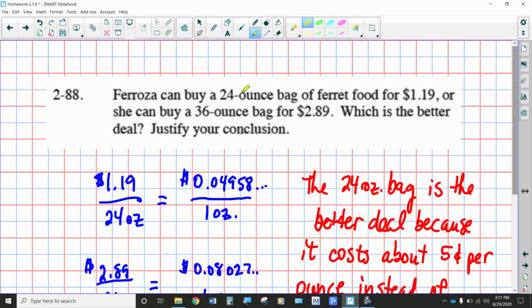Rosa can buy a 24-ounce bag of ferret food for $1.19, or she can buy a 36-ounce bag for $2.89. Which is the better deal? To figure out which one is the better deal, you have to find the unit rate. Once you figure out the price per ounce, you'll know which one is the better deal. So this ferret food ends up costing almost 5 cents per ounce, right? 0.049, that would round up to 5 cents.